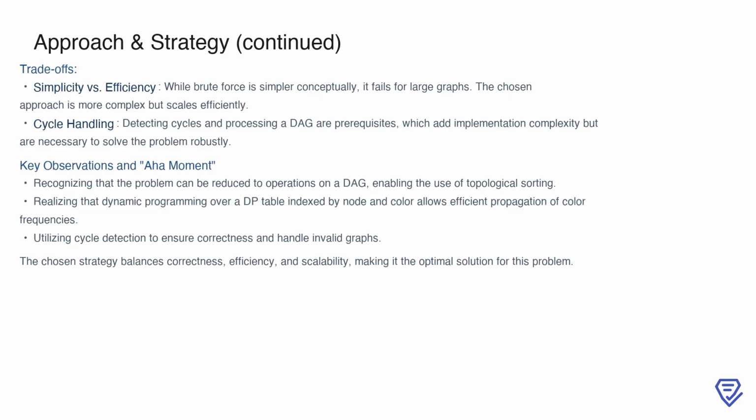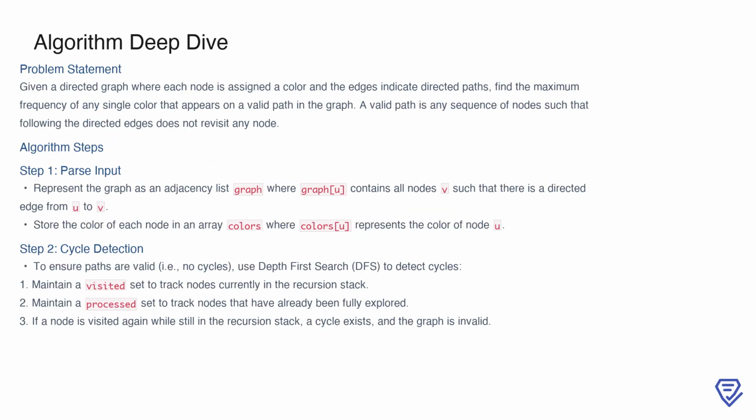In this problem, we are working with a directed graph where each node has a specific color. The goal is to determine the maximum frequency of any single color that appears along a valid path in the graph. A valid path is defined as a sequence of nodes where we follow the directed edges without revisiting any node. To solve this, the algorithm begins by parsing the input.